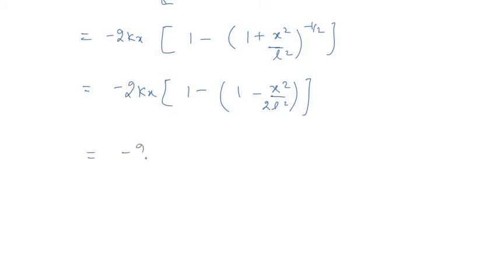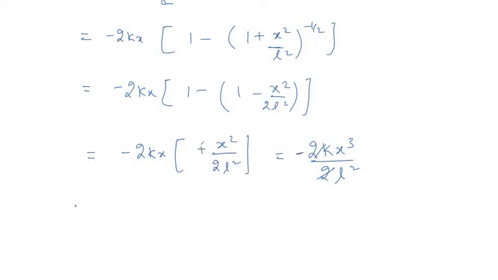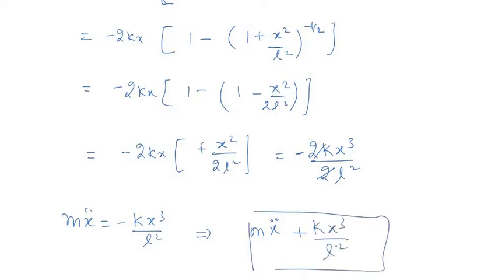So this is equal to minus 2kx, 1 cancels out, this is minus x square by 2L square. This is 2kx cube by 2L square. Sorry, this minus will become plus here. So this is minus. So mx double dot is equal to minus kx cube by L square, which implies that mx double dot plus kx cube by L square is equal to 0. So that is basically the equation of motion for a small oscillation of this spring block system.